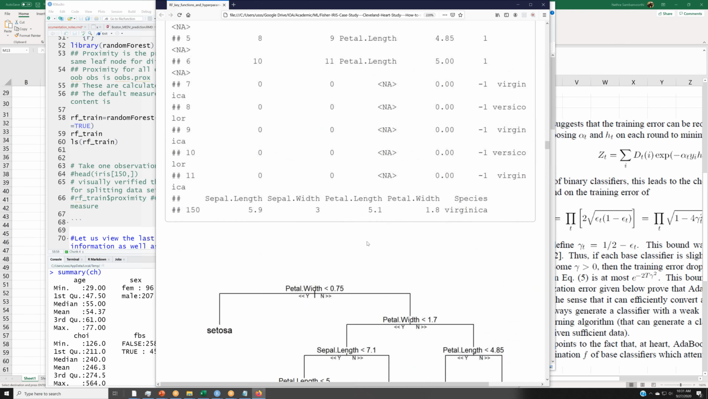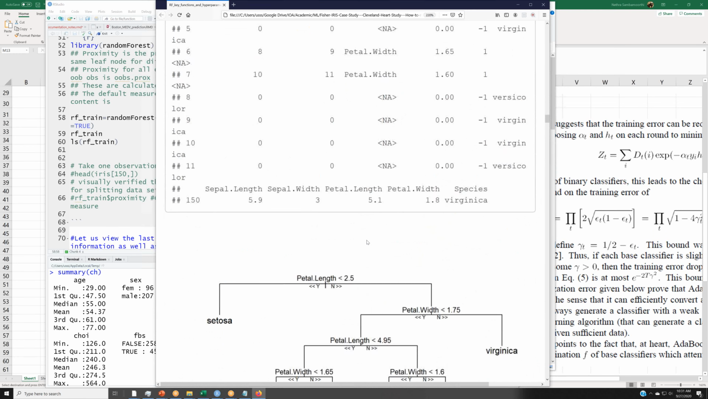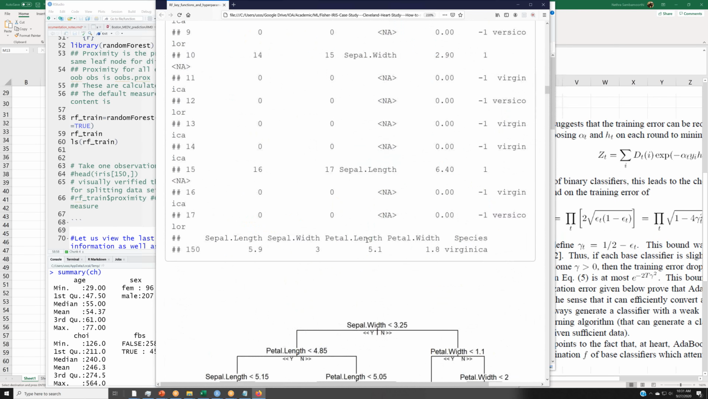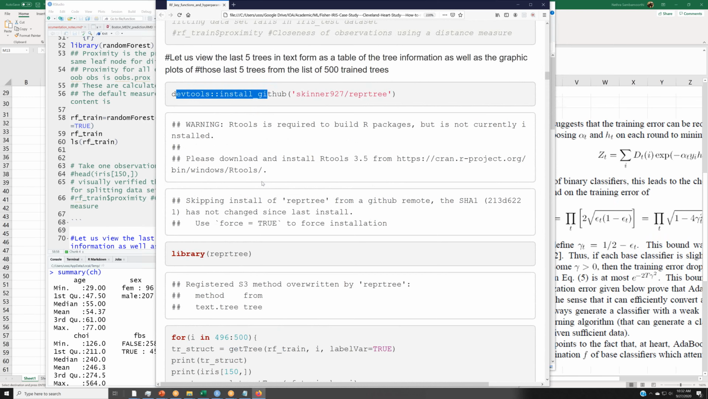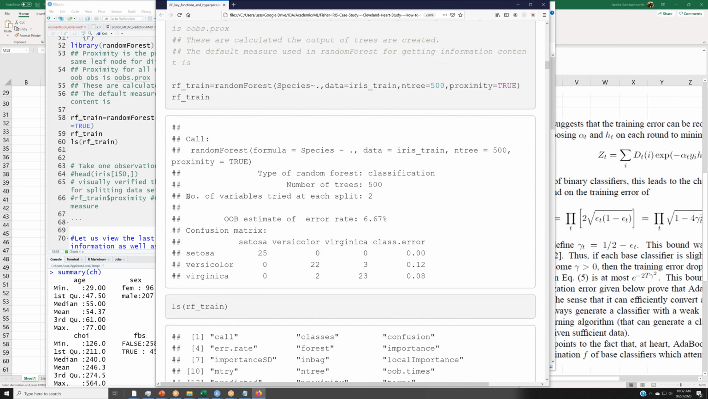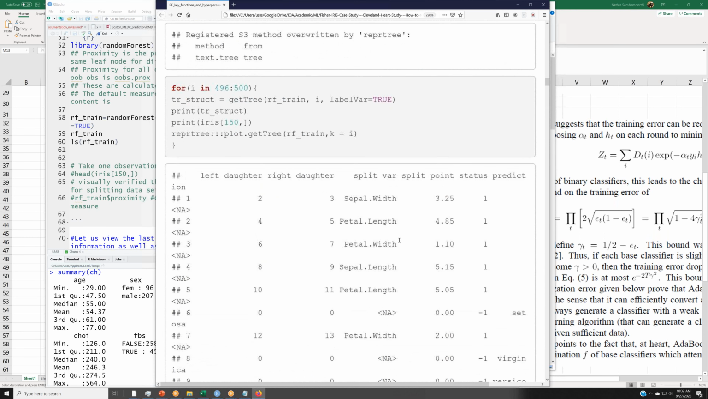mtry. Let me go back to this one. It says 2 splits, I mean 2 variables. It said that, right? mtry. Actually I should print to know what mtry is. There must be a way to get all the parameters out, right? So let's go back to this one. This is for printing. It says number of variables tried at each split: 2 variables.